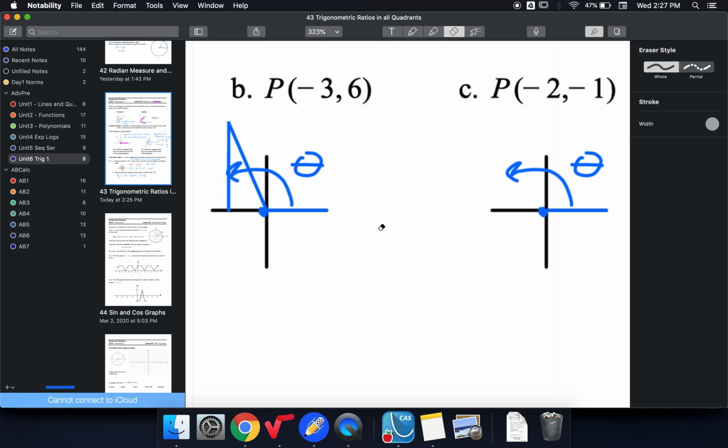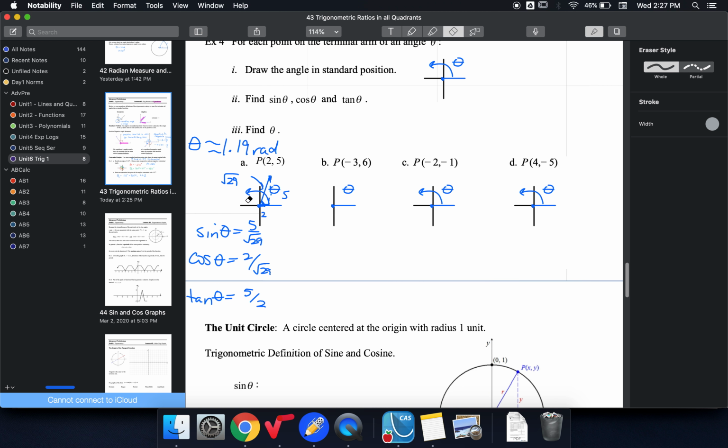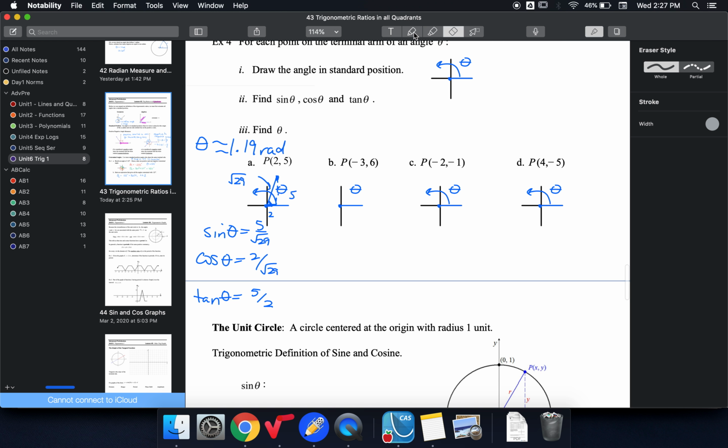I don't want to erase all of that. I want to erase just, will it not let me erase just that bit? Well, okay. I guess I have to deal with that. So I'm going to come in over, double that height. So there's my point. So my angle is going to go to that terminal arm there.